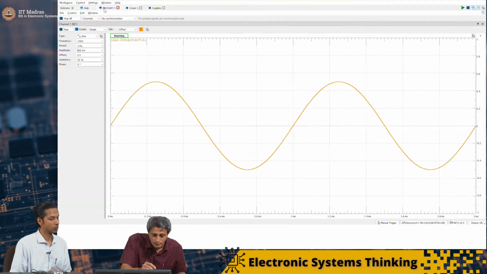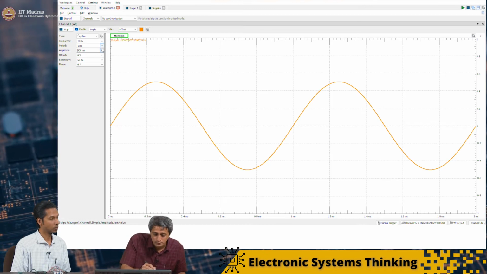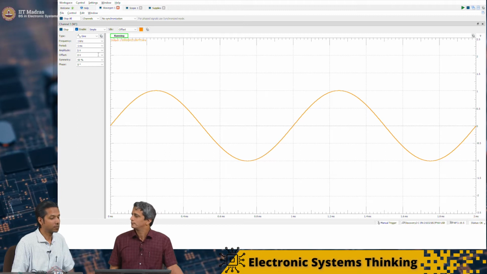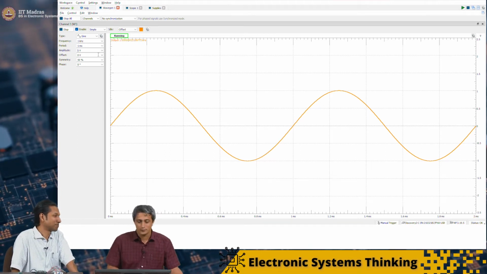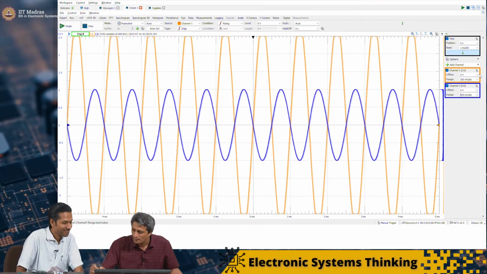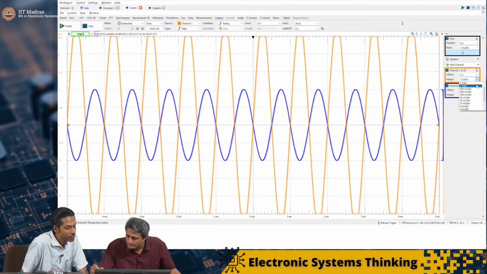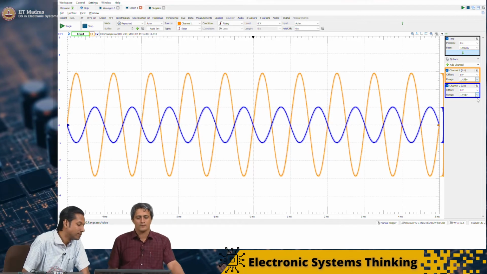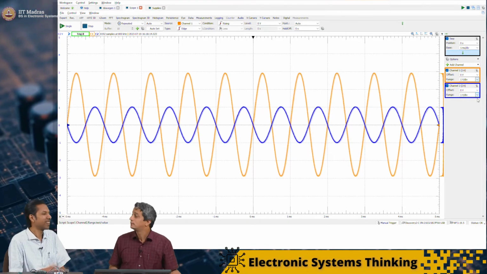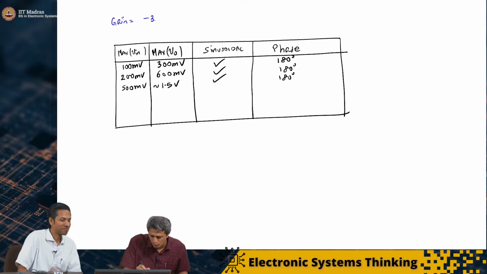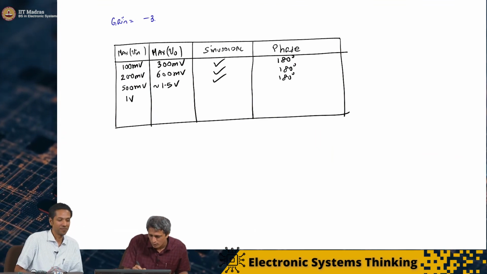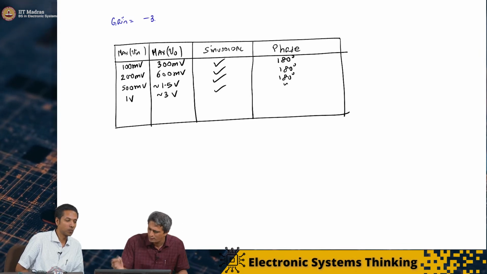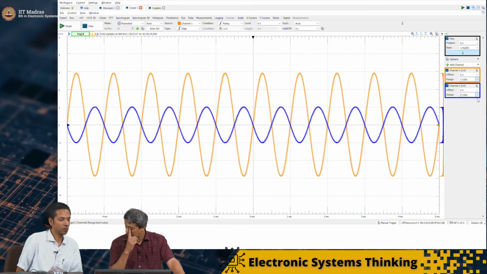Now I'm going to continue this. I'm going to say 1 volt. What do you expect the output to be? 3 volts. At 1 volt per division, it's nearly 3 volts. So 1 volt in, nearly 3 volts out, sinusoidal, and 180 degrees. I think that hasn't changed as yet.